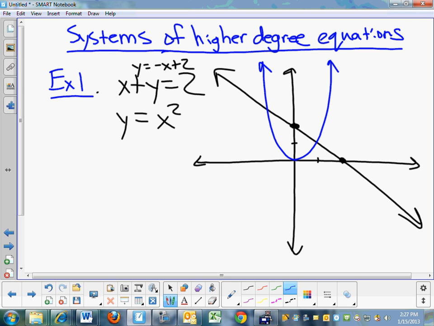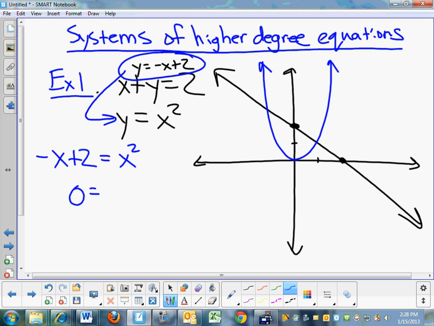Now, you could solve for x and insert x here and square it, or you could solve for y and put y in right there. What do you want to do? Solve for y or solve for x? Let's solve for y. It's already solved for, right there. I'm going to take that and put it in for y right there. My new equation reads -x plus 2 equals x squared. What to do? Factor it. Thank you. 0 equals x squared plus x minus 2.